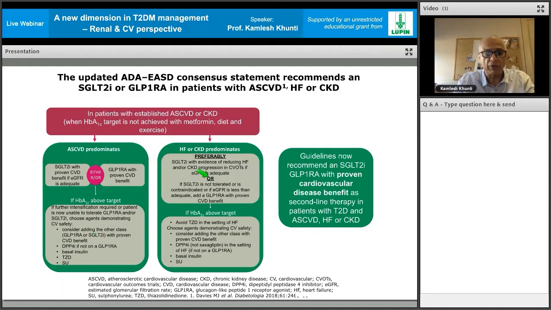If heart failure or CKD predominates, then one would go for an SGLT2 inhibitor with evidence for reducing heart failure or CKD progression from the cardiovascular trials that we have just mentioned. If SGLT2 inhibitors are not tolerated or contraindicated because of the eGFR categories, then one would add a GLP-1 receptor agonist. So it's quite a clear guideline. It's the first time we're having evidence-based guidelines that have been based on cardiovascular outcome trials, which have shown heart failure and renal benefits as well.